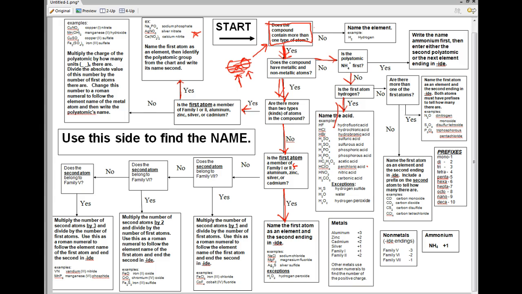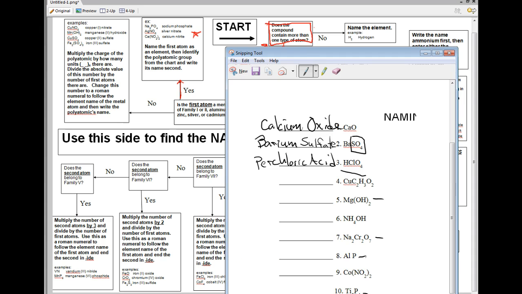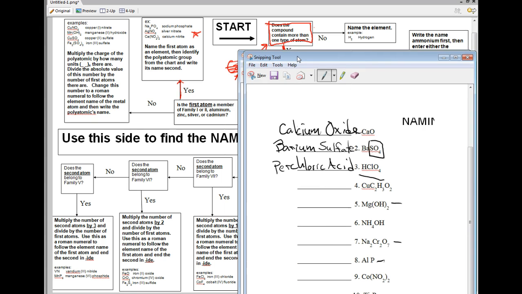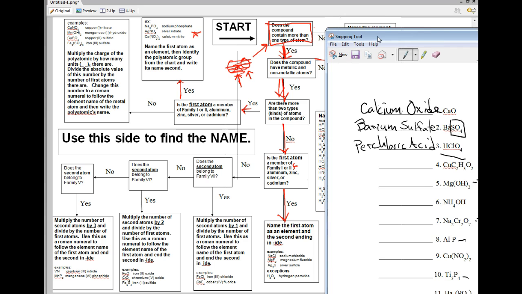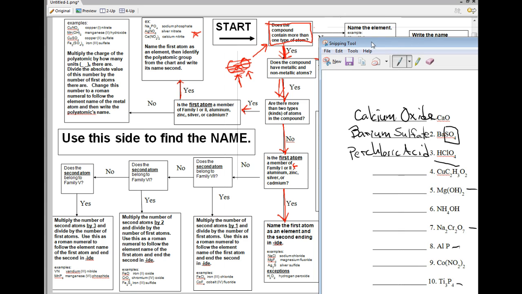Hopefully you're doing okay. Let's go ahead and work through the next one. The next one will be number 4. We have CuC2H3O2. That seems like kind of a beast. Let me scoot this over here. Alright, so we just start at the top.